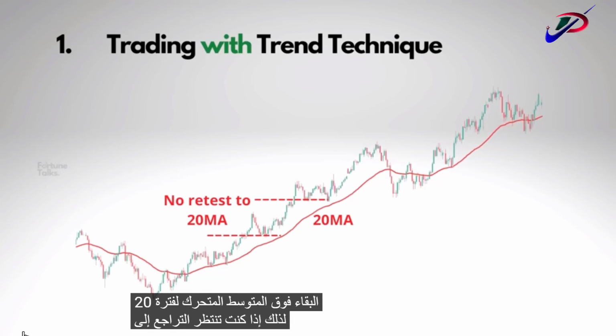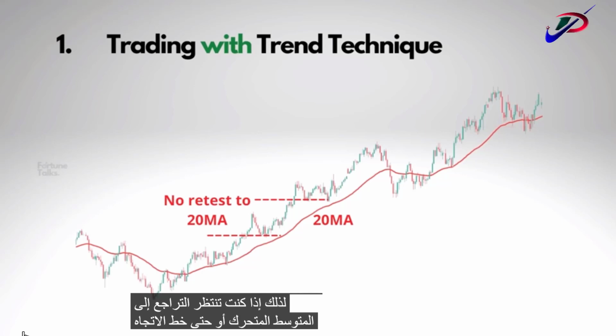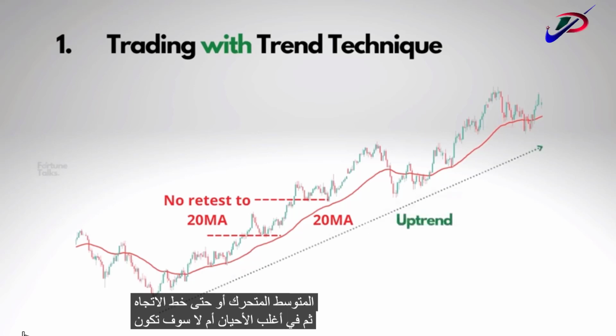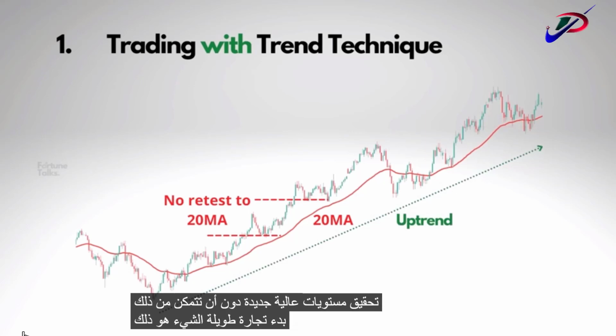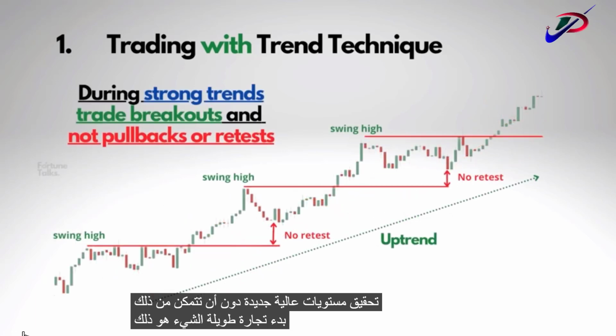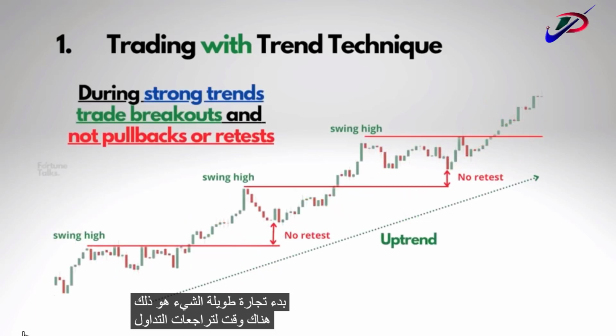So if you are waiting for a pullback to the moving average or even a trend line, then most often or not you will be disappointed, as the market will continue making new highs without you being able to initiate a long trade. The thing is that there is a time for trading pullbacks, but it's definitely not when the market is in a strong trend. We will discuss the pullback trading systems in the upcoming episodes. Right now, in this scenario, you want to trade breakouts instead of pullbacks.